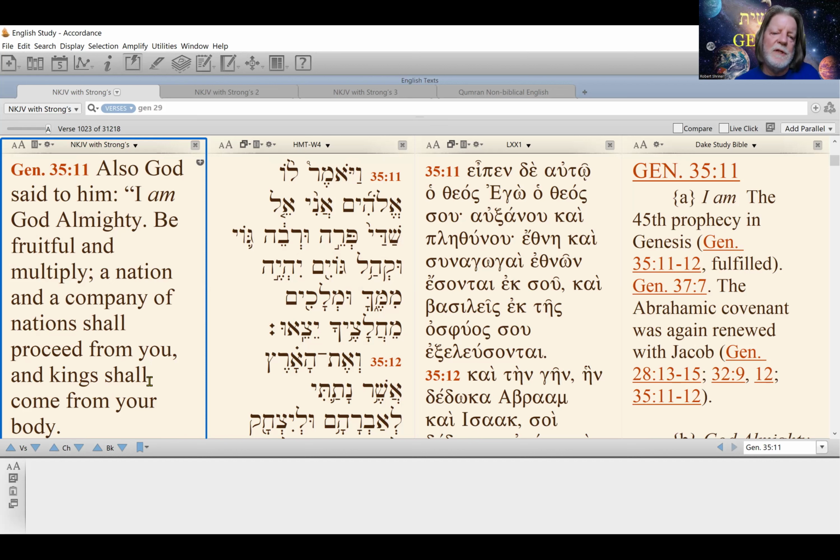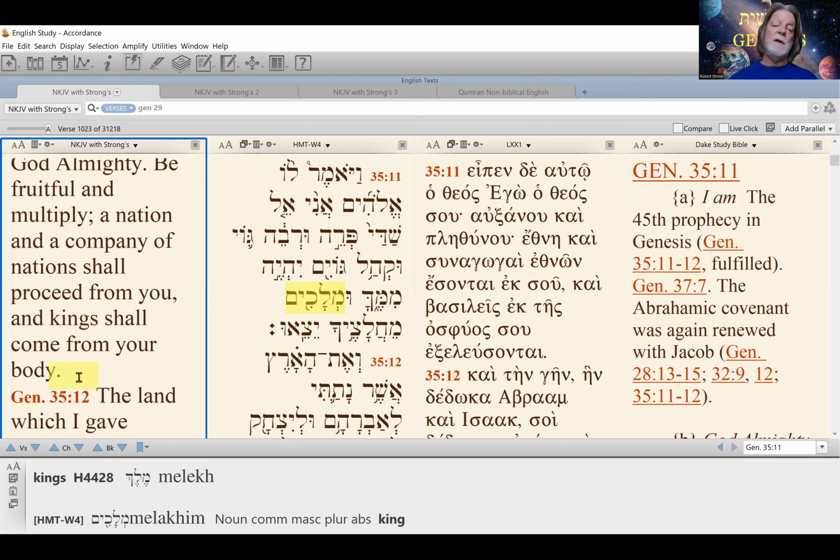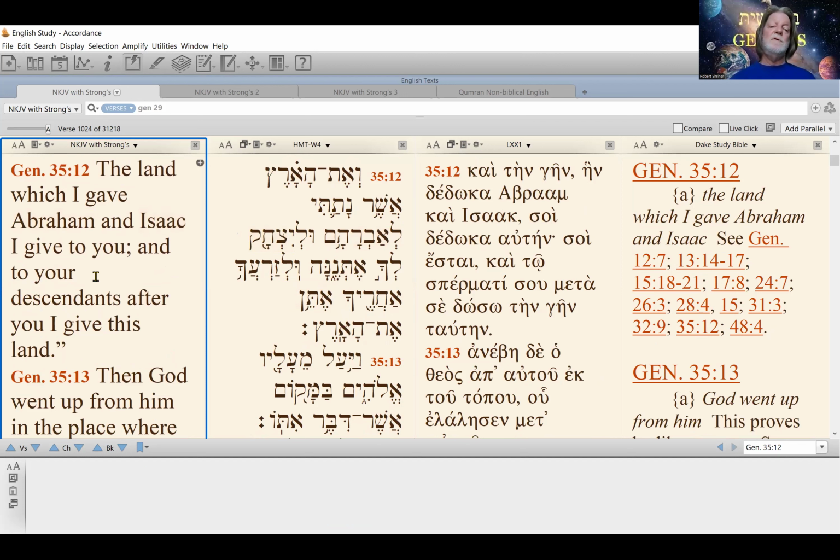A nation and a company of nations shall proceed from you. So ultimately, this is talking about the church. And the kingdom of God shall proceed from you, and kings shall come from your body. So Yaakov is the father of Yehuda, or Judah, from which the kings of Israel were to come. But I think it extends beyond this. I think it is saying that believers from Gentile countries, many of them will be Christians, and so kings of Gentile countries will come from the Messiah in that sense of having been grafted into the olive tree of Israel and Judaism.